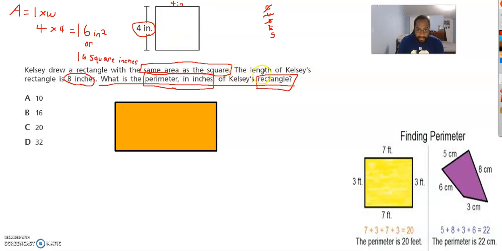It says that the length, that's another keyword, the length of Casely's rectangle is 8 inches. Where should we put the length on a rectangle? Shia? Yes, length goes on the longest side of a rectangle. So 8 inches is the length. Okay? Now, what's true about a rectangle? Chloe? Yes, the opposite sides of the rectangle are equal. So if this side is 8 inches, this side must also be 8 inches.